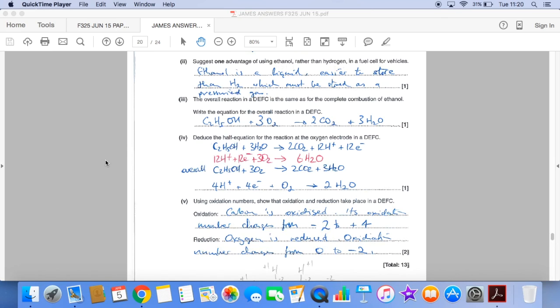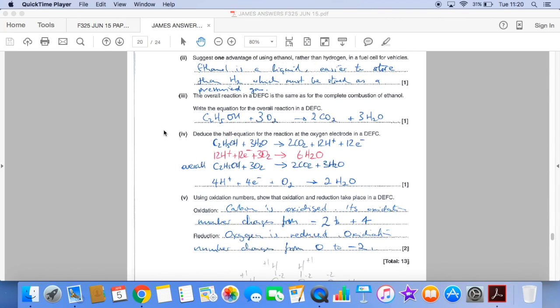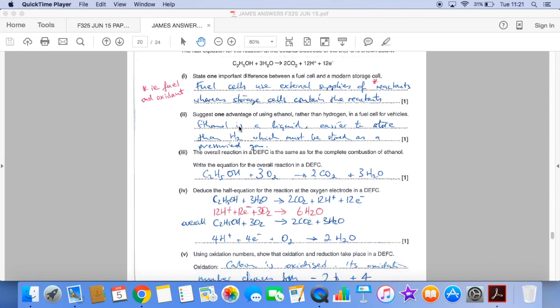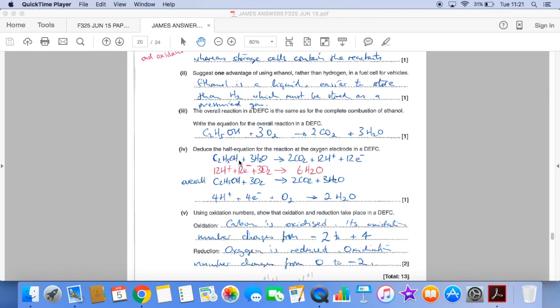So if the equation for this fuel cell is the same as the complete combustion of ethanol, well, there it is there. It's getting a bit trickier now. So we've got to deduce the half equation for the reaction at the other electrode in this fuel cell, so the oxygen electrode. So basically what we need to work out is when we combine the ethanol half equation that was given, there it is there, we need to combine that with something else to generate the overall equation.